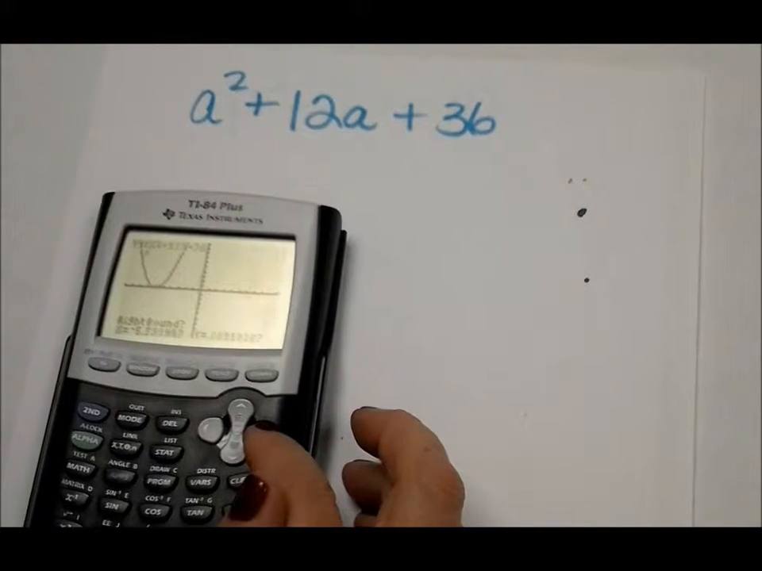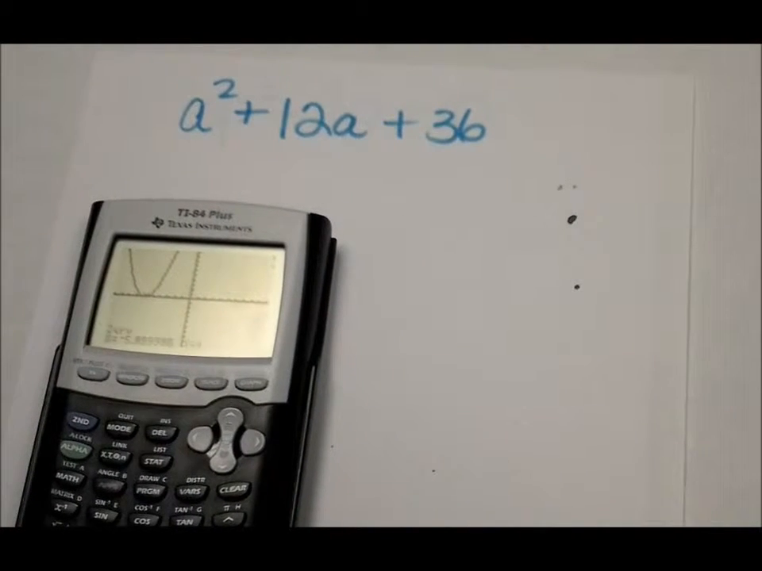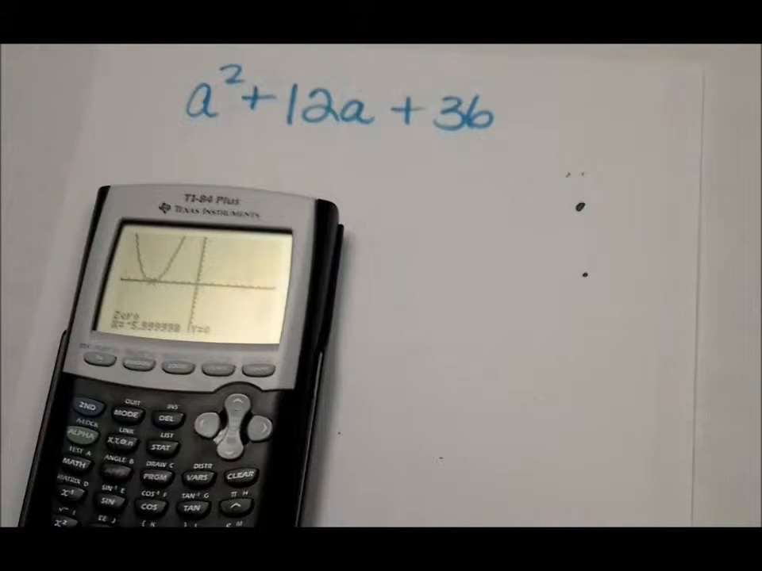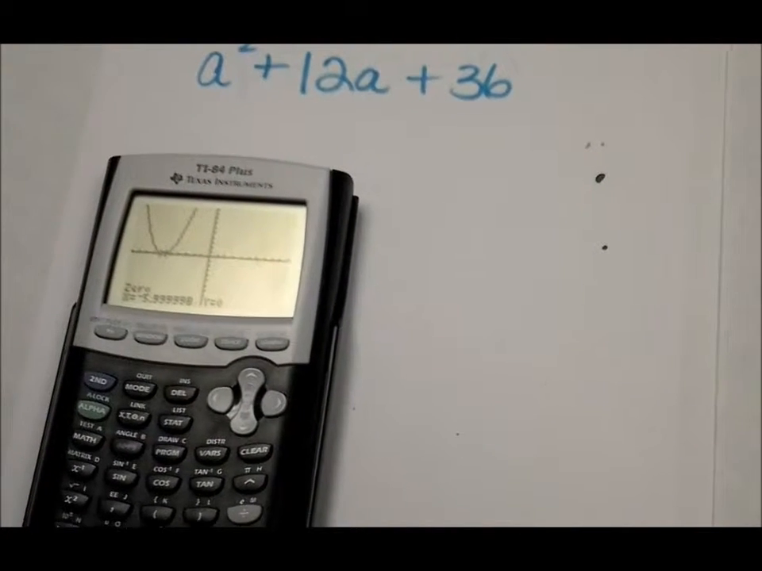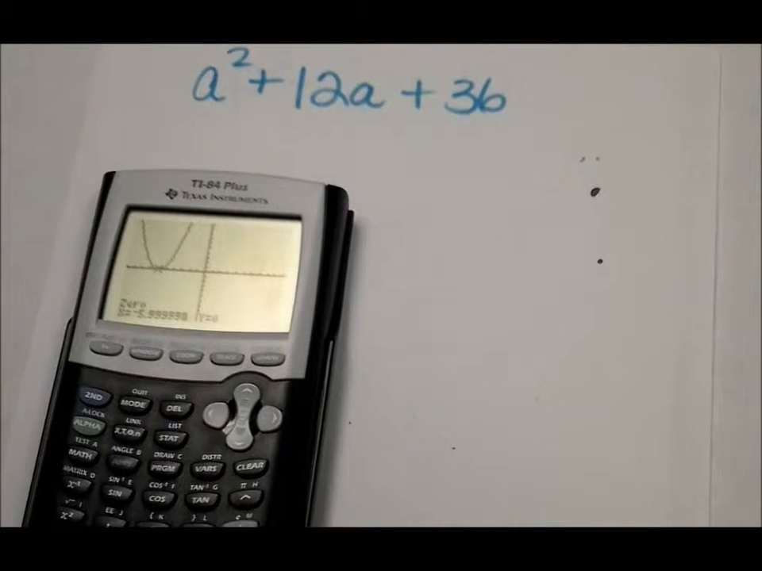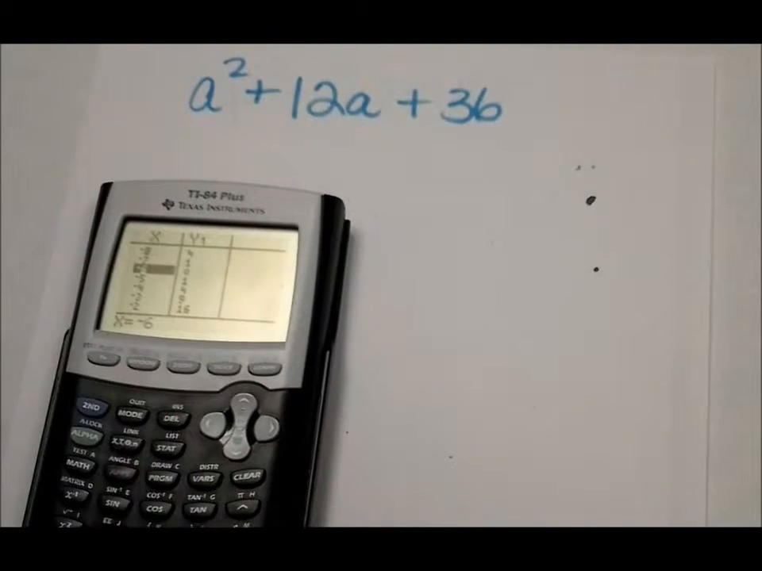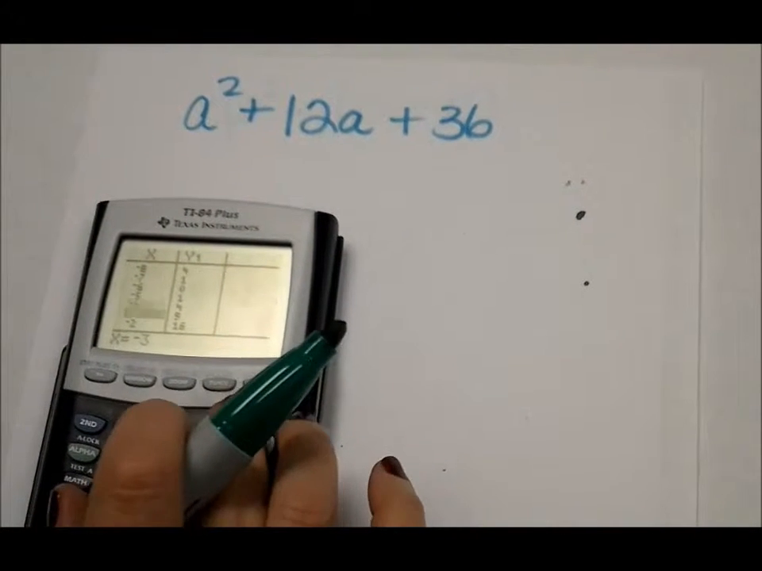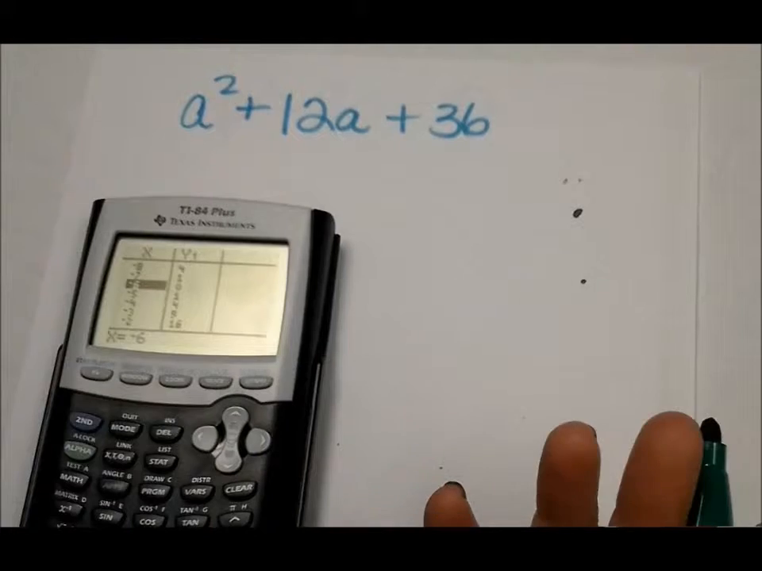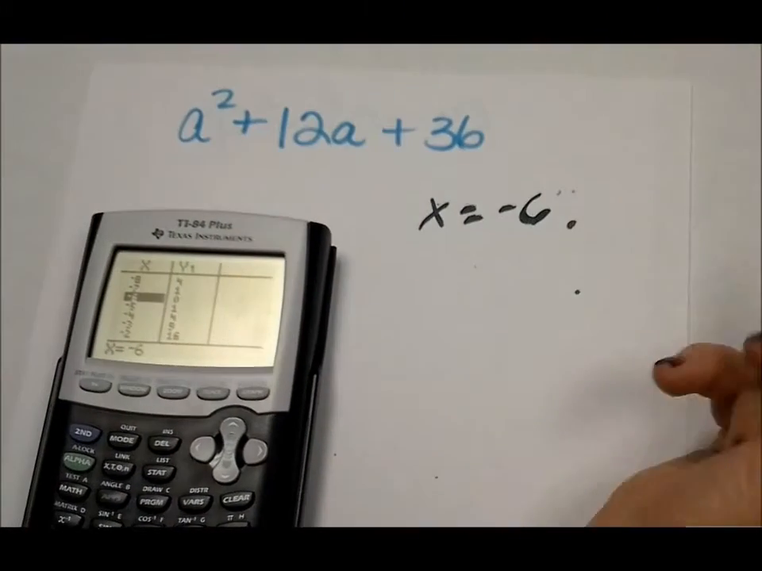and I'm going to go past it again, and I'm pressing enter, and it tells me that my 0 is at negative 5.99999. Let me look at my table. That tells me my 0 is at negative 6. And it also tells me that it's the only 0 that I have. So I have x equals negative 6.